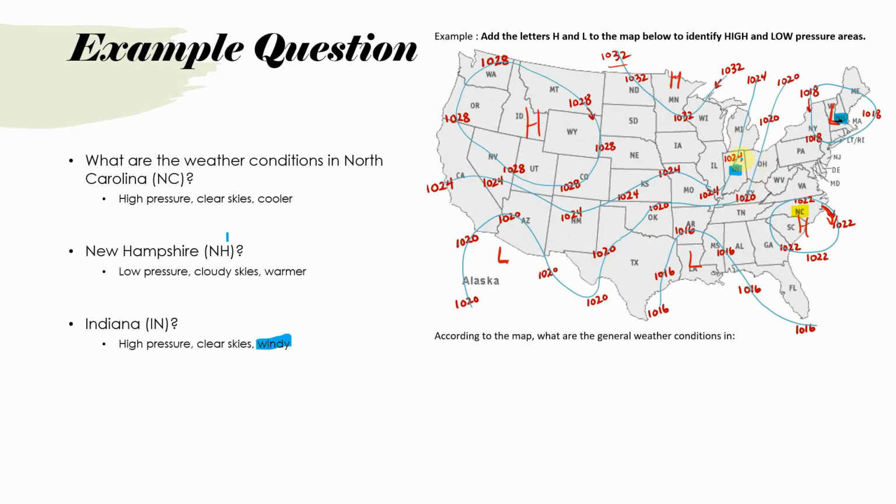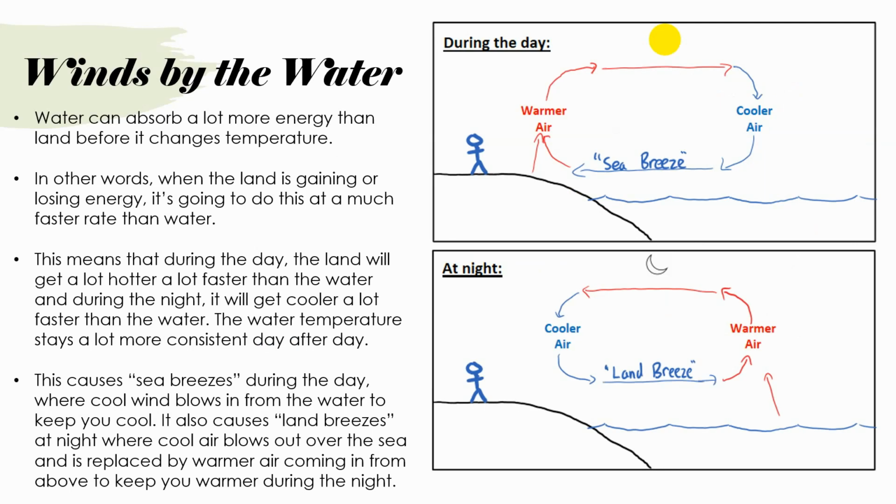So whenever there are close isobars, it means it's going to be a little bit windier. In general, it looks like it's slightly higher pressure here, and also that means it's going to be clear skies. So a few example questions there. Okay, last bit of information for you.